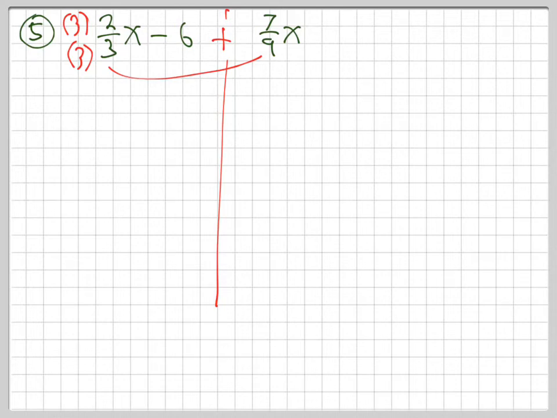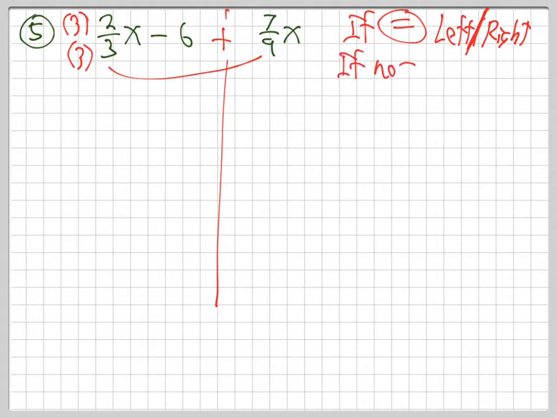How do you know which one? If you have an equal sign, it's left, right. If you do not have an equal sign, like that one right there with no equal sign, I would do top, bottom by 3. That would be the right thing to do. Top, bottom. Make sense? So if you have an equal sign, then left, right. If no equal sign, then top, bottom. Do the same thing to the top that you do to the bottom.